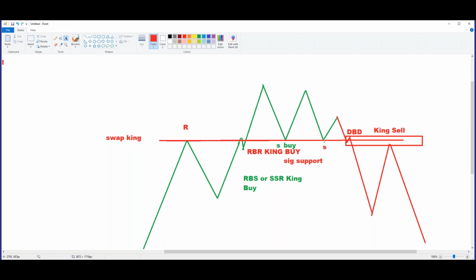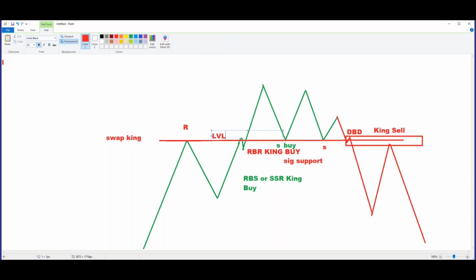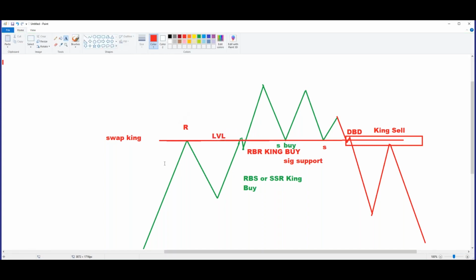So we have significant support here and a king, a drop base drop. So this level is very important. Now, if you look to the right, we have a rally base rally that breaks another significant resistance. This is a very important level because there is a swap king here. You have a rally base rally, then being broken by a drop base drop. King sell versus king buy. So this is a swap king. So far, follow the concept?